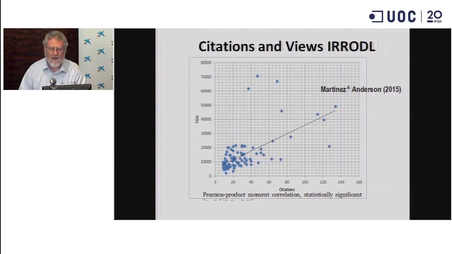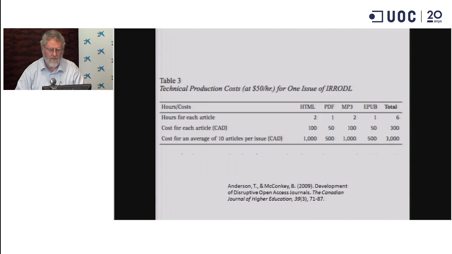And this graph shows that there's a very high correlation between the amount of views, the downloads of the papers, and the citation impact. So if you're looking at how many views one of your articles got, it seems to be pretty clear that parallels the impact factor. So it's one measure that we feel we can use.